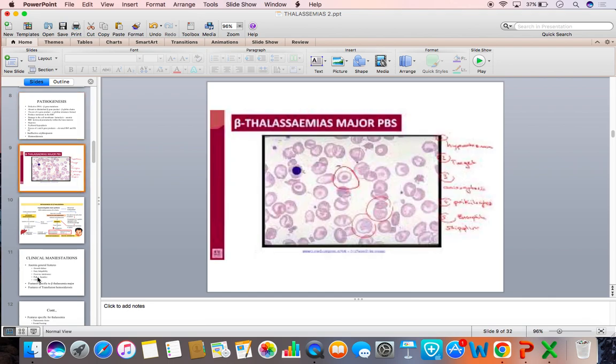Well, look at this slide. This is a patient with beta thalassemia major with peripheral blood smear. There is hypochromasia, presence of target cells, anisocytosis, poikilocytosis, eosinophilia, eosinophilic stippling, etc. These are the features of the peripheral smear in a patient with beta thalassemia major.